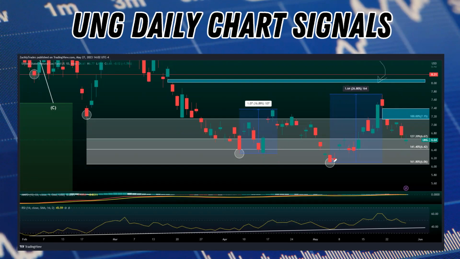If we take a look, we have a gap here to fill, and we have another gap here to fill. This was a very strong rally. We got very close to filling this gap up here just above $8 on UNG, but ultimately we weren't able to fill it. If you notice, we are consolidating a lot right now and just moving sideways. We're really range bound in a lot of these natural gas funds.